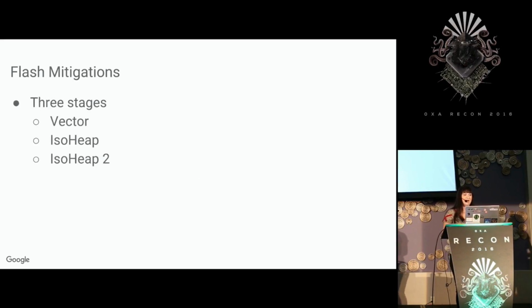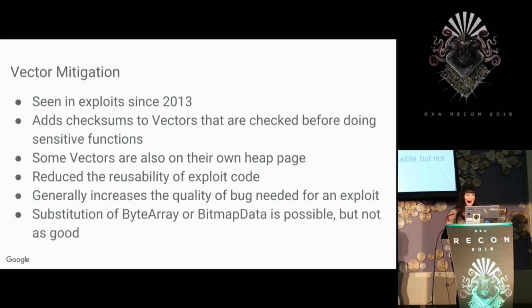So now I'm going to talk a bit about Flash mitigations and how to exploit some of these bugs in Flash. And for Flash mitigations in the past year, there's been 3 big stages, starting last August with the vector mitigations. The vector mitigations deal with an exploit method that has been seen since 2013.